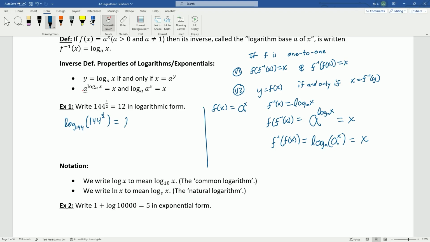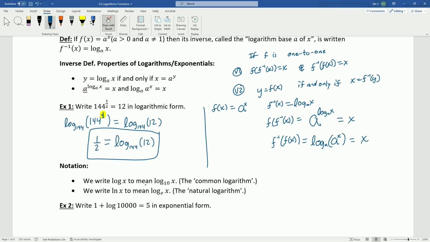And I prefer this approach as much as possible because it really reinforces this composition of inverse functions idea, which is the real important one. So log base a of a to the x is x. So log base 144 of 144 to the 1/2 is 1/2. So 1/2 equals log base 144 of 12. So now we no longer have exponents, we have everything in logarithmic form, and we're done.